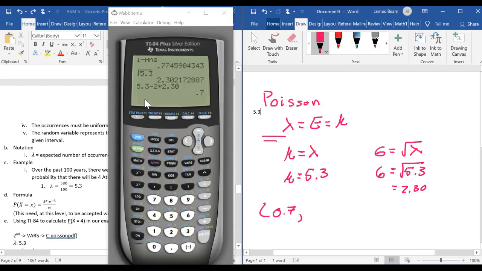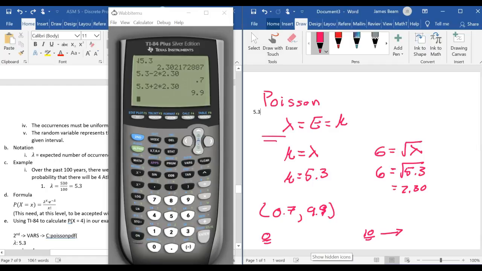And on the other end, if I take 5.3 and I add 2.30, I get 9.9, which means that I would expect between 0.7 and 9.9 Atlantic Ocean hurricanes in a given year. Which means if I had a year with no hurricanes, that would be weird. If I had a year with 10 or more hurricanes, that also would be unusual.